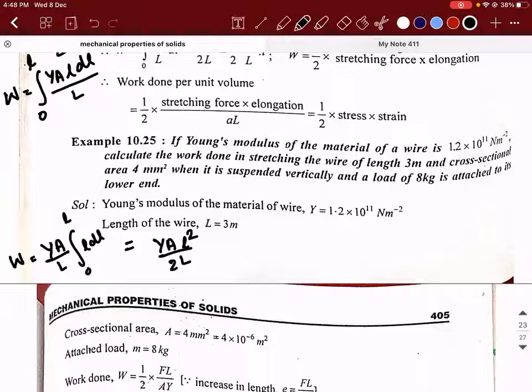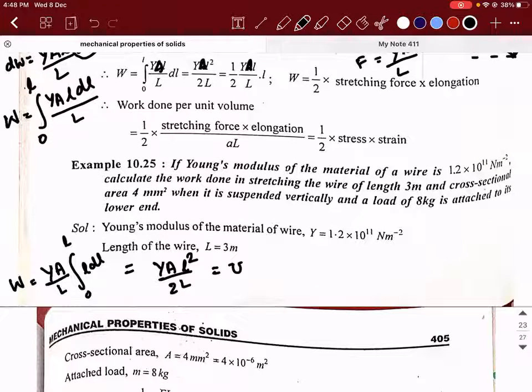Because integral of l dl is l square by 2. And between 0 to l is l square by 2 only. So Y A l square divided by 2L is going to be the amount of work done. But what is this amount of work done that is going to get stored? This is what is the strain energy. Y A l square, that is small l square divided by 2L, where small l is the maximum elongation, capital L is the original length, and this is what is going to be the strain energy.